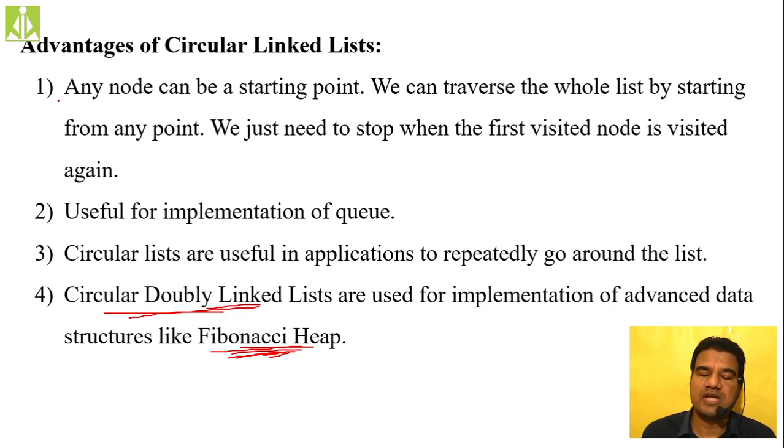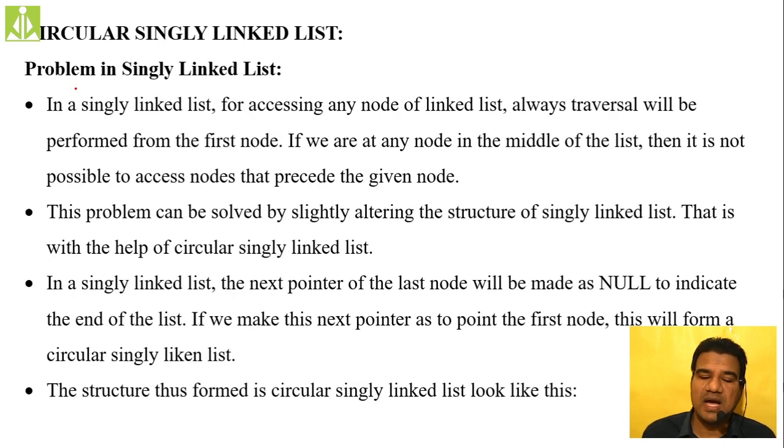So yeah, we can do the traversal by starting from any node in your circular linked list. That is the first advantage. Then these circular linked lists are helpful in implementing the queue concept. That is the second application. And circular linked lists are also helpful in applications where you do certain jobs repeatedly. And circular doubly linked lists are helpful in implementing the Fibonacci heap. It is an advanced data structure, and if you want to implement this Fibonacci heap concept, there is no other way than going to this circular doubly linked list concept. Okay, hopefully you understood.